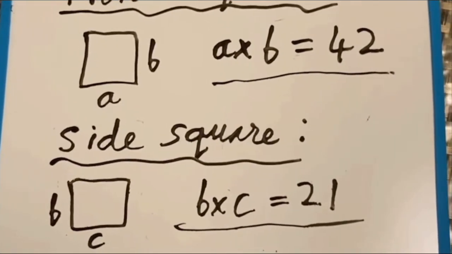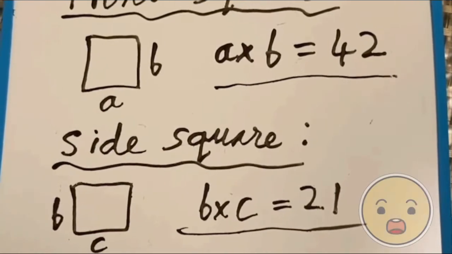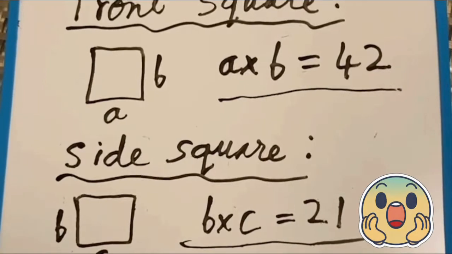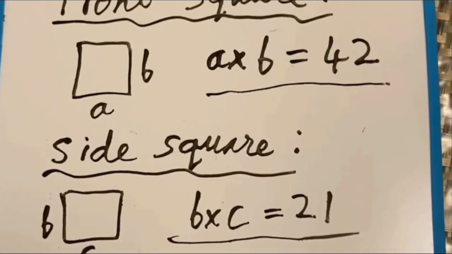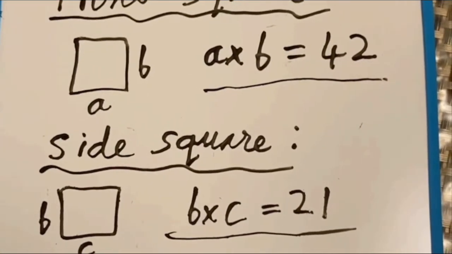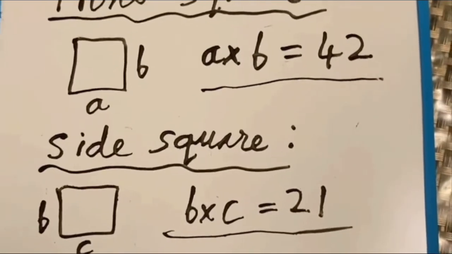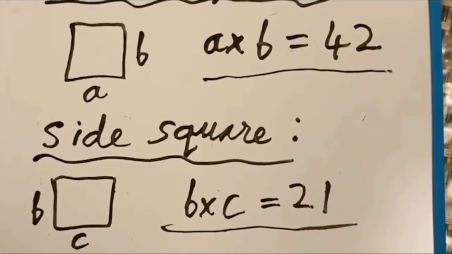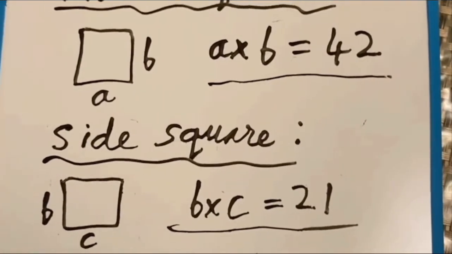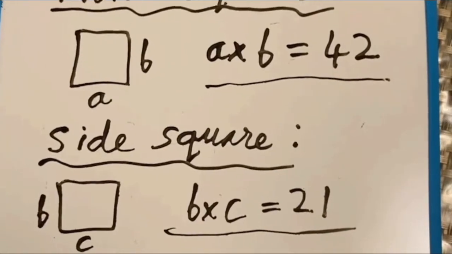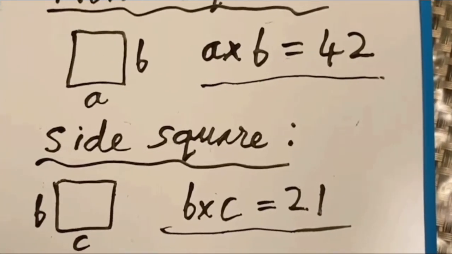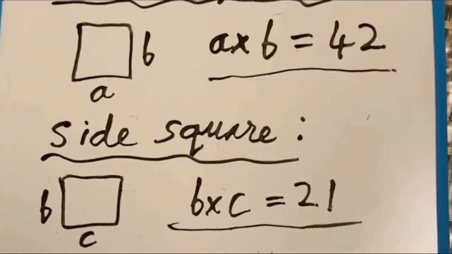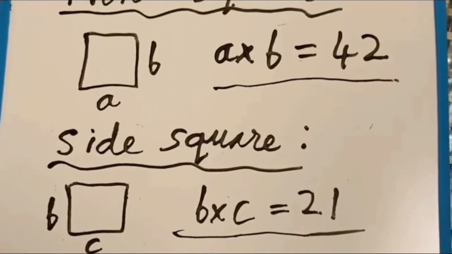So you have three equations and three unknowns which you need to solve for. Also, you were not given specifically in the question that the front square is 42 centimeters squared, side square is 21 centimeters squared, and top square is 18 centimeters squared. But you can just imagine this scenario, and it doesn't matter which way you write it. You just know that two sides multiply to give 42, another two sides multiply to give 21, and the other two sides multiply to give 18.